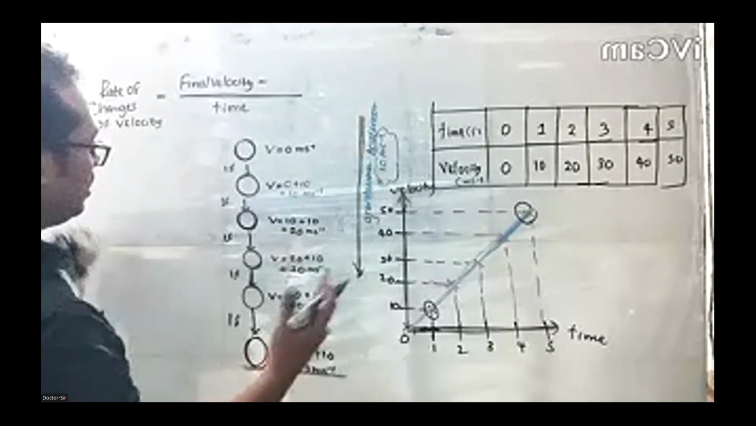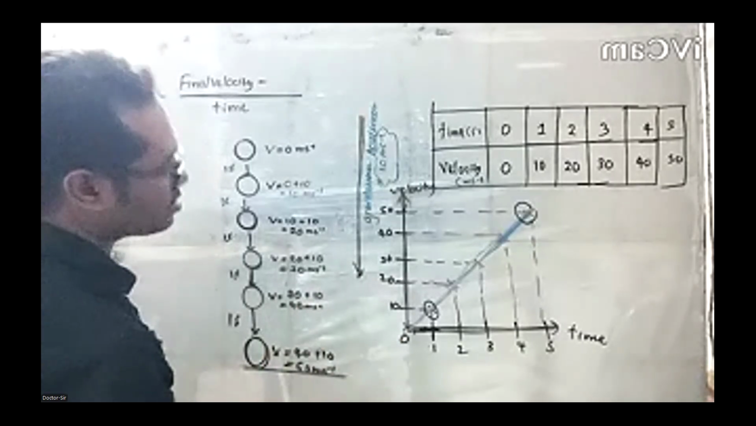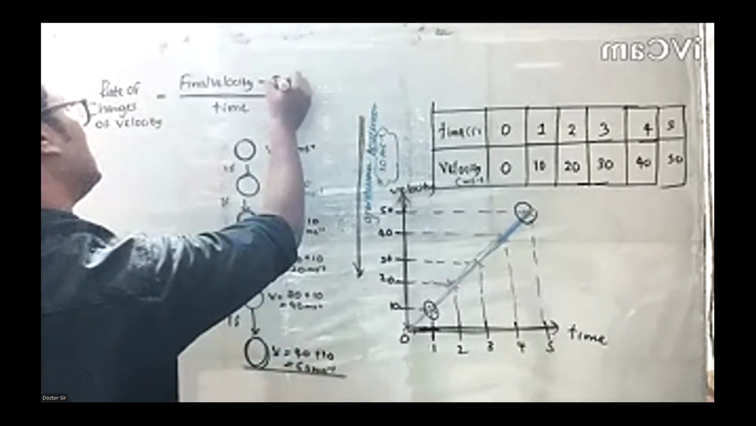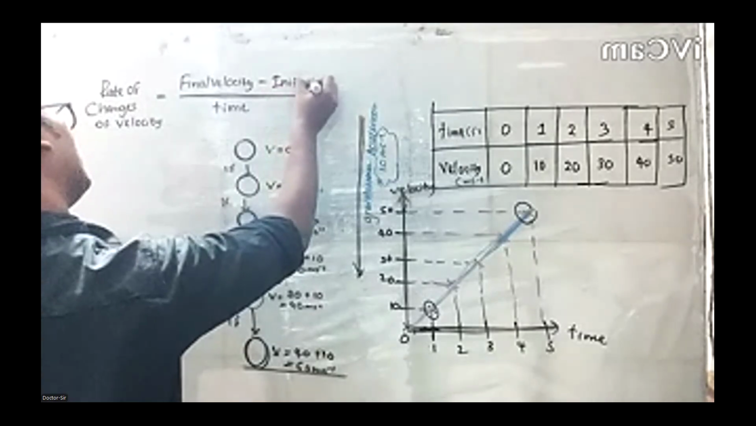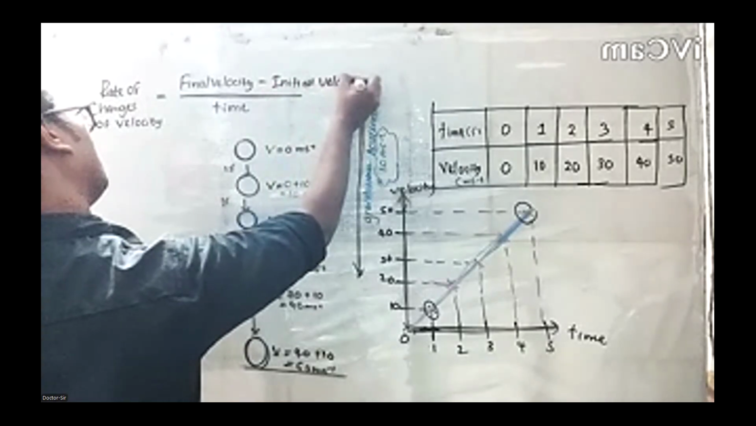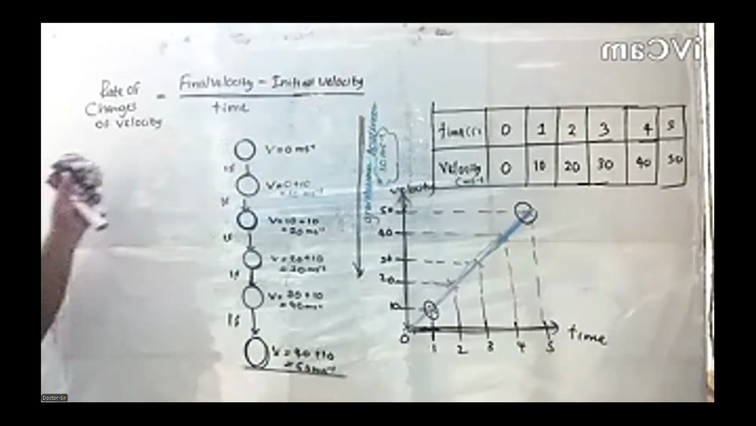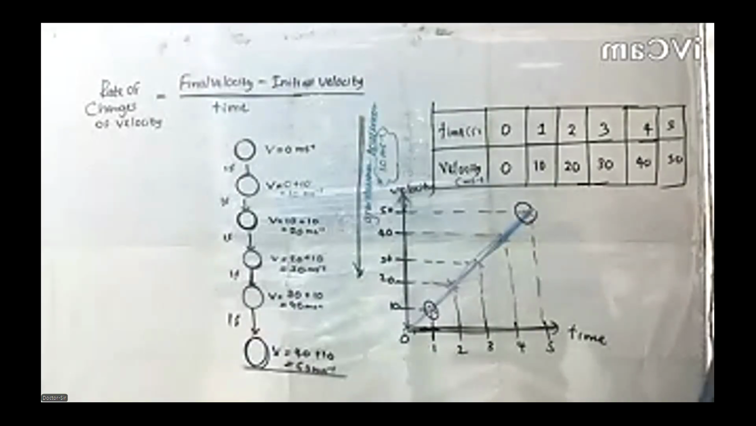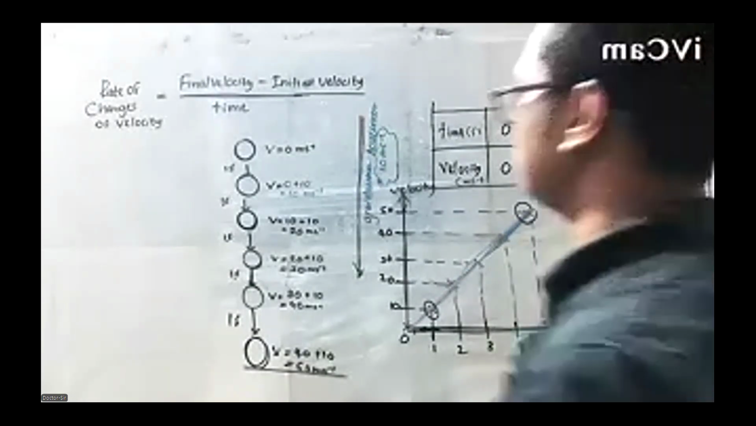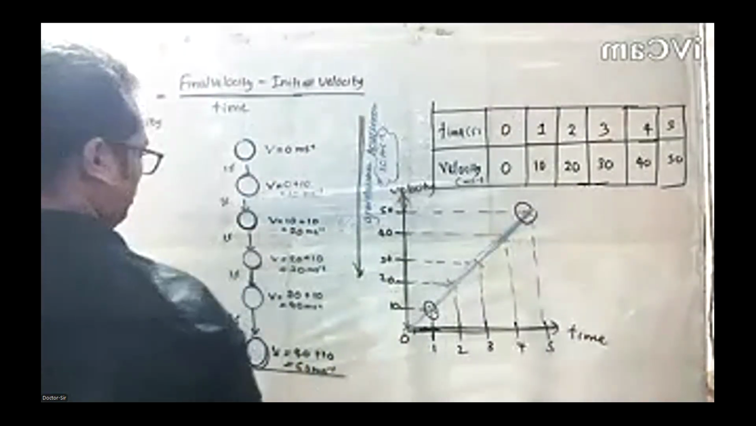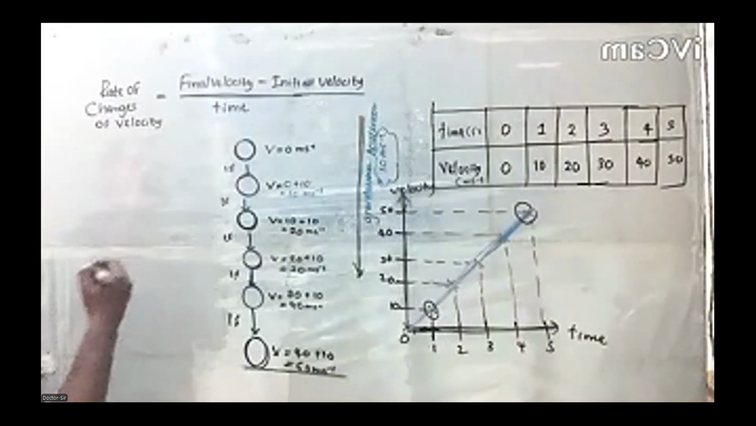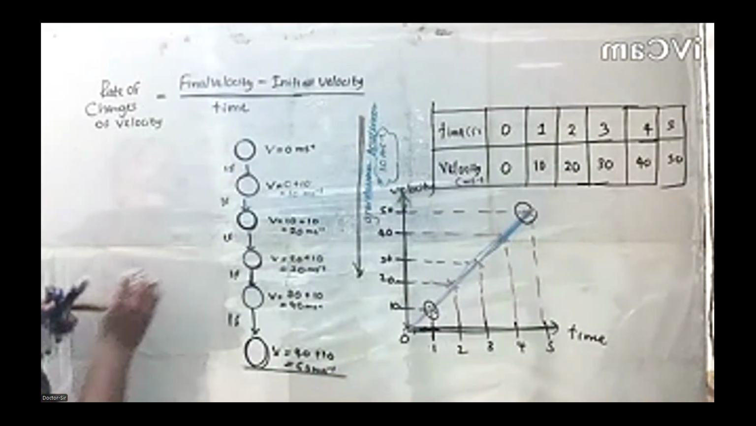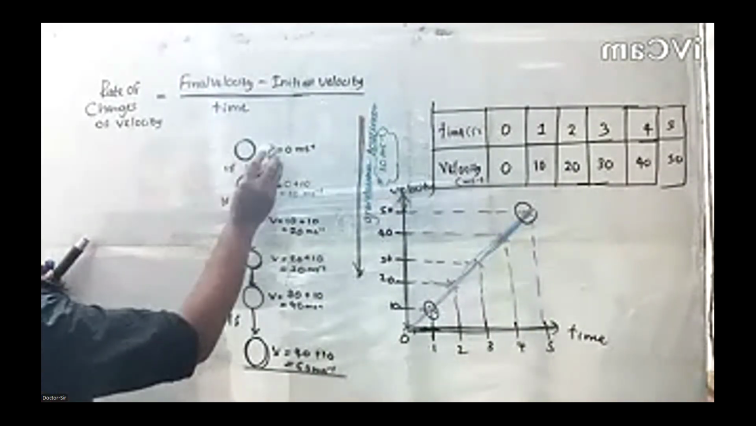So minus initial velocity, right? Okay, this is the statement we can write down. So time for those two particular points. Okay, I think the next question, calculate the rate of change of velocity using the above statement. So we have to apply the above statement to these things. Okay, right.